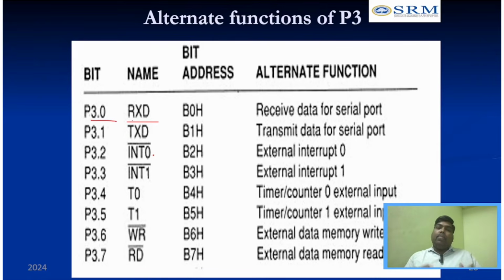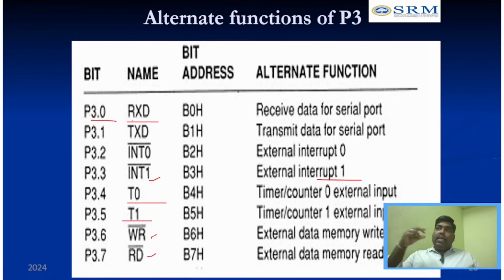I'll tell you about interrupts while explaining the architecture, right? So you have external interrupts, timer interrupts, as well as serial interrupt. And in the 8051, you will have 5 interrupts, right? P3.2 refers to external interrupt 0, and P3.3 is external interrupt 1, and similarly these are timer 0 and timer 1.